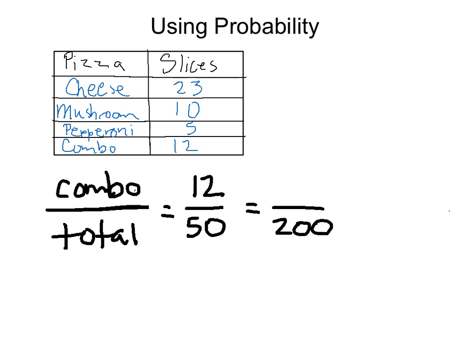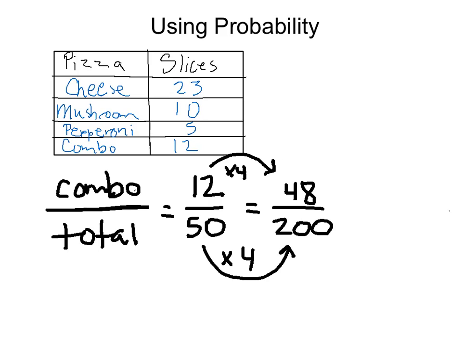This kind of reminds me of equivalent fractions. It's exactly what you're doing. If you know how to get that denominator from 50 to change into 200, then you're going to know what to do to that numerator. So we did 50 times 4, which would be 200. So I'm going to do the same thing on top, and I get 48. So I'm predicting the future. If I have 200 total pieces, I should sell or need 48 slices.